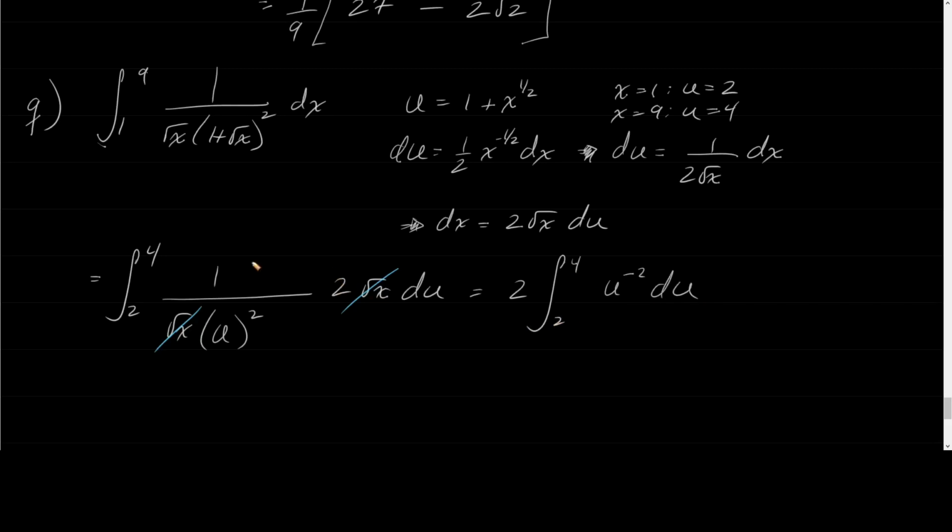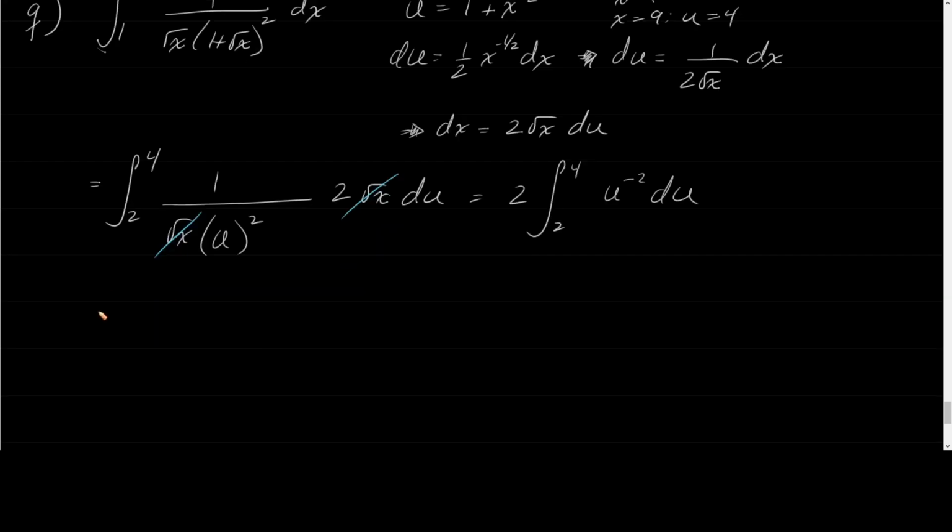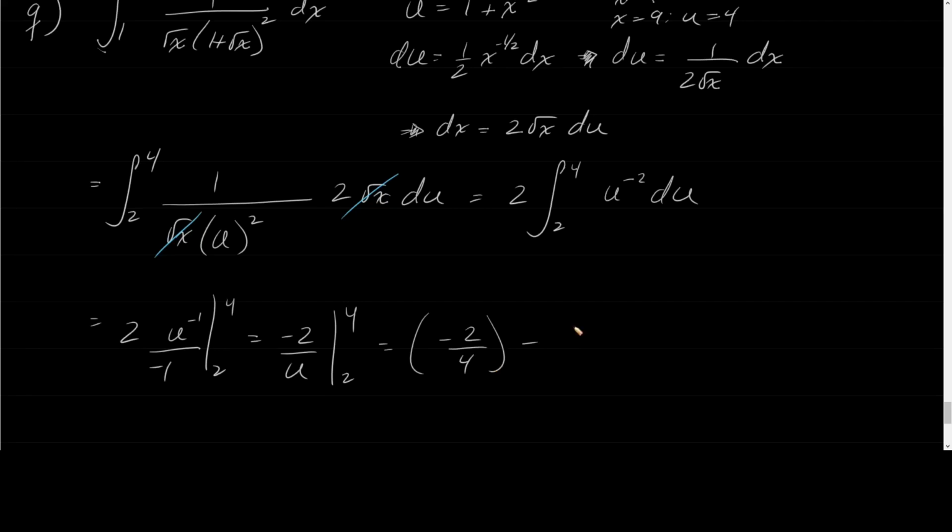Right? Brought this 2 to the outside, brought this u squared to the numerator. And at that point, we get 2 times, add 1 to the exponent, divide by the new exponent, evaluate it from 2 to 4. I'm going to rewrite this as negative 2 times 1 over u, so negative 2 over u, evaluated from 2 to 4, which gives us, let's plug in the top. So that's going to be negative 2 over 4 minus, plug in the bottom, negative 2 over 2.